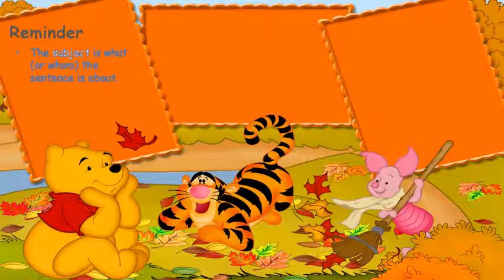First of all, let's see what we have in the reminder. The subject is what or whom the sentence is about. So here, the first slide is reminding you of the subject. What's the subject? The subject is what or whom the sentence is about. So we agree that it's the part in the sentence that tells who or what the sentence is about. Also, we agreed that sometimes we call the subject the naming part.